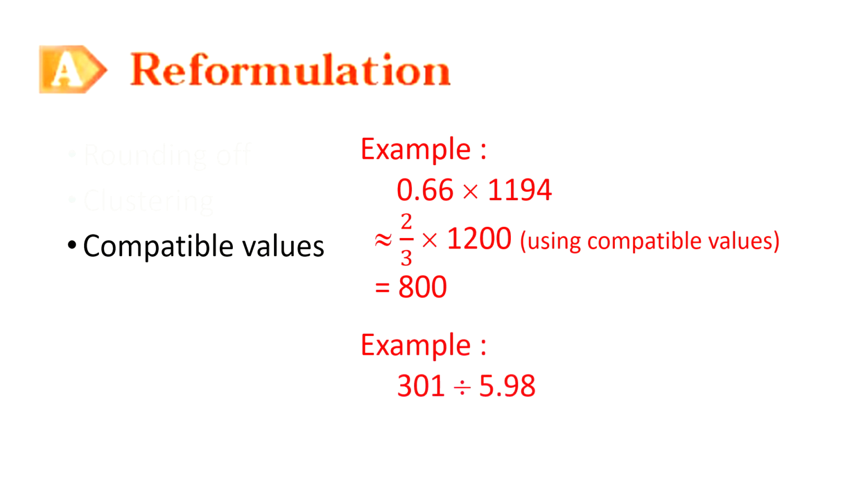Another example, something like this. We need to find out the compatible values of these 2 numbers. And it should be 306. Because you can get the answer easily by using cancellation. Okay, these two examples show you how to use compatible values to find out the estimated value.